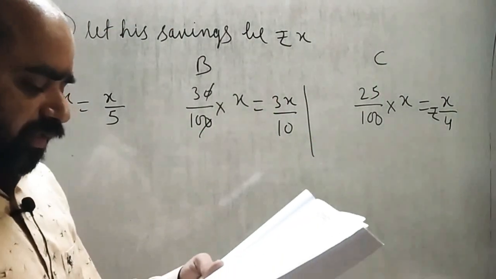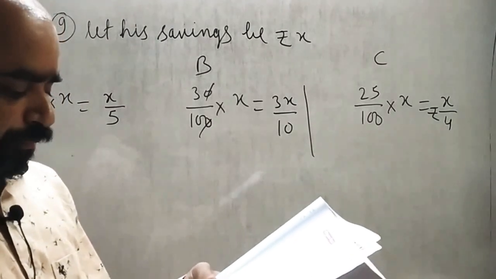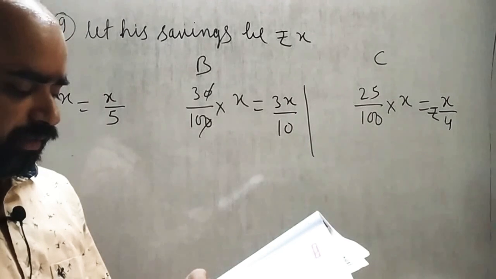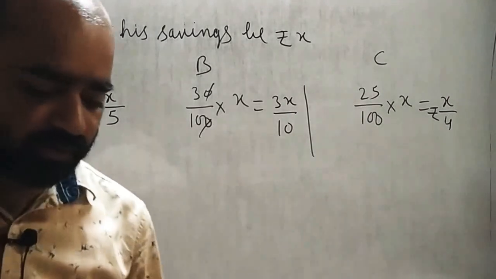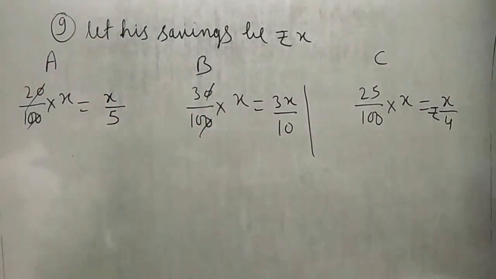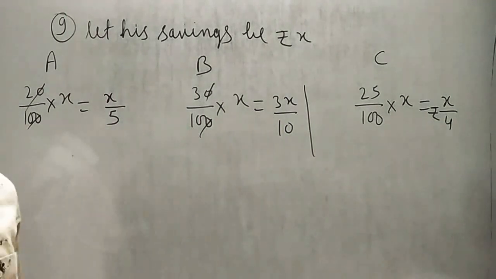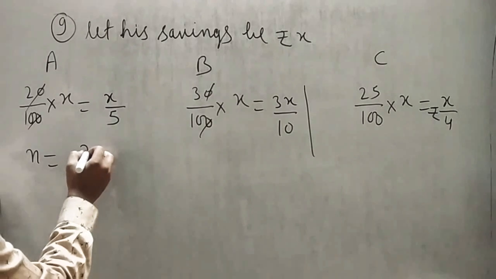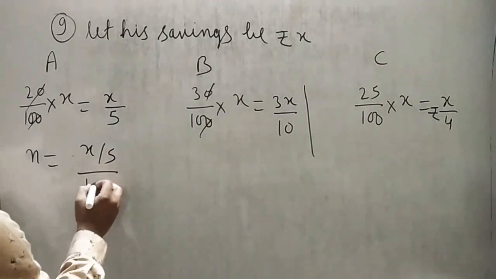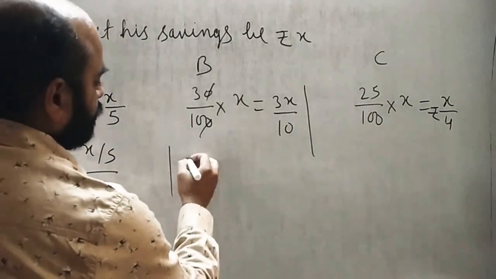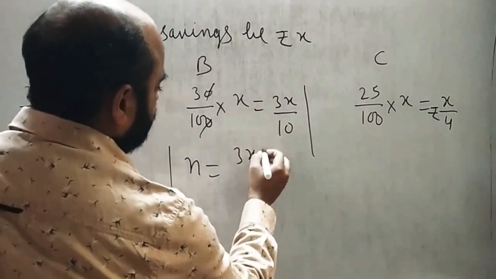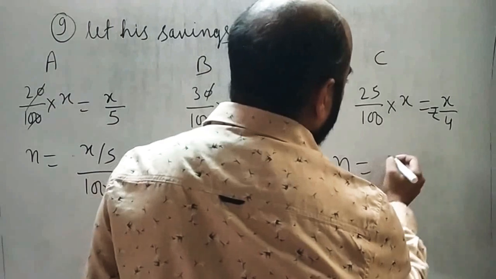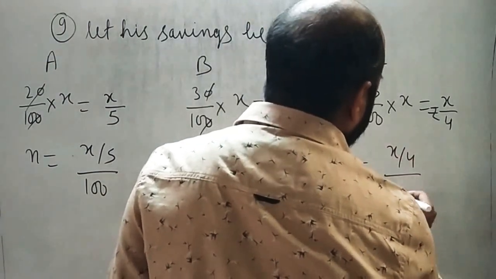Now he is going to invest in first company, second company, third company. All are having market value as rupees 100. So first we have to calculate number of shares. So in this, number of shares will be x upon 5 upon market value 100. Here also 3x upon 10 upon market value 100. And x by 4 upon market value.